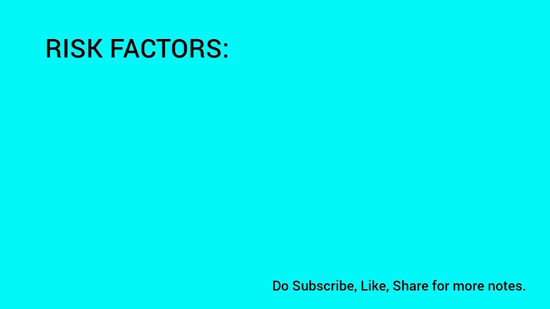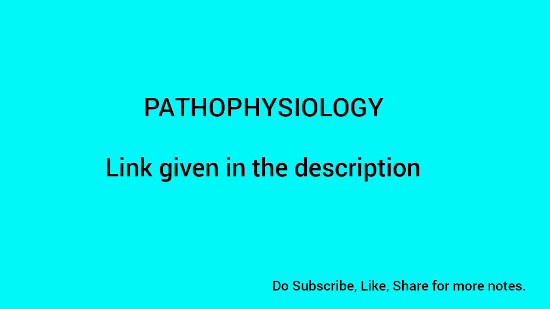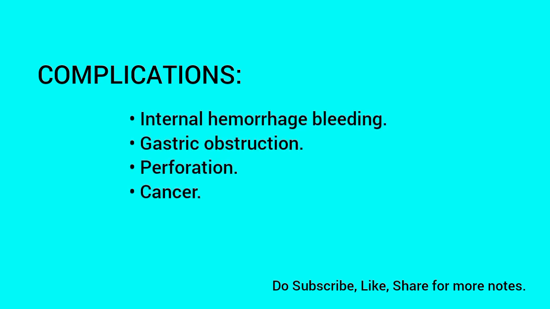The risk factors are Helicobacter pylori infection, alcohol consumption, intake of spicy food, age, dyspepsia, cardiovascular disease, drugs like anticoagulants and antiplatelets. Pathophysiology of peptic ulcer is given in the link below in the description. The complications of peptic ulcer are internal hemorrhage, bleeding, gastric obstruction, perforation, cancer.